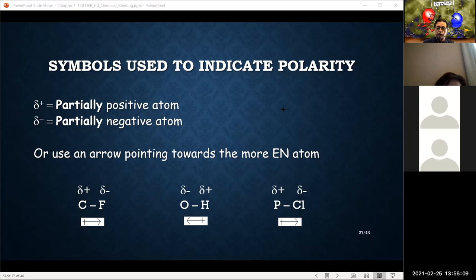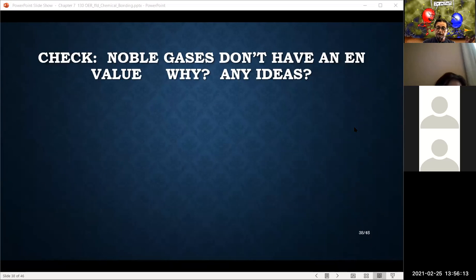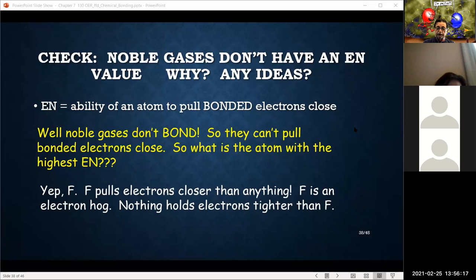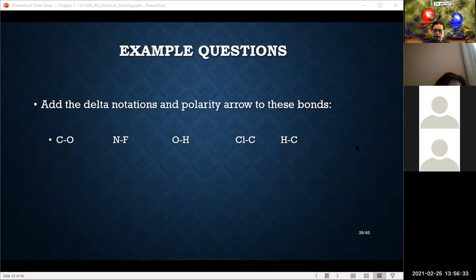Obviously noble gases are not going to bond, so there's no bonding going on with noble gases. The octet's full, nothing's going to happen. They have zero electronegativity. And remember that fluorine is the most electronegative element.